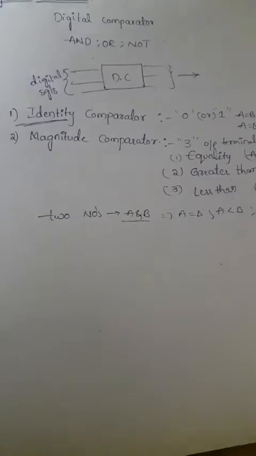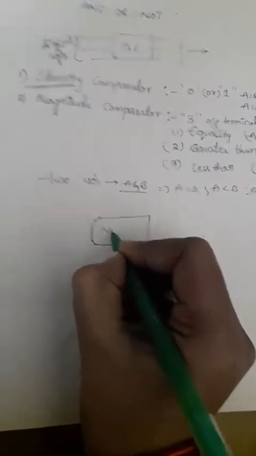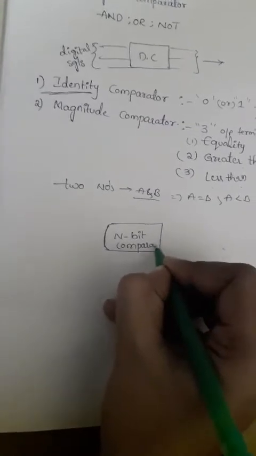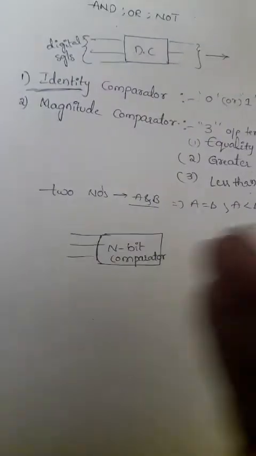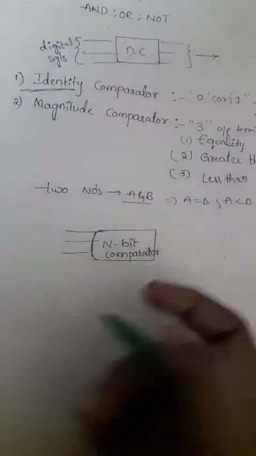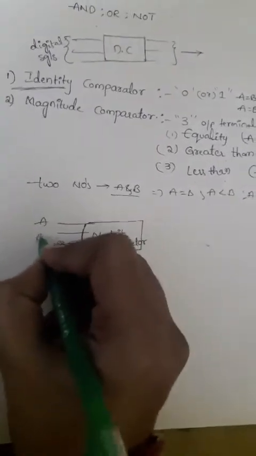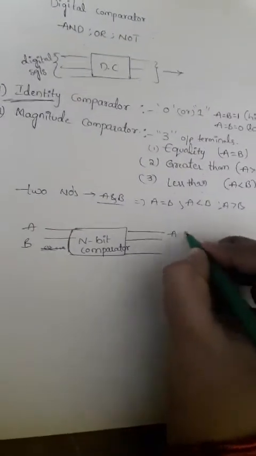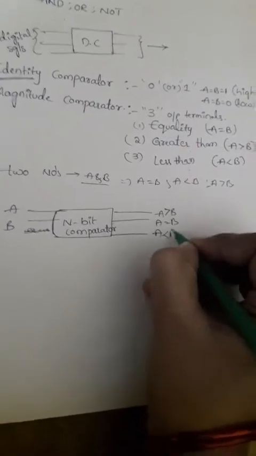The block diagram of the magnitude comparator I can consider directly as an n-bit comparator. In the place of n you can just mention the numbers, that means n is equal to 0 to n values. Here we consider the two numbers A and B, and it produces three outputs: A greater than B, A equal to B, and A less than B.